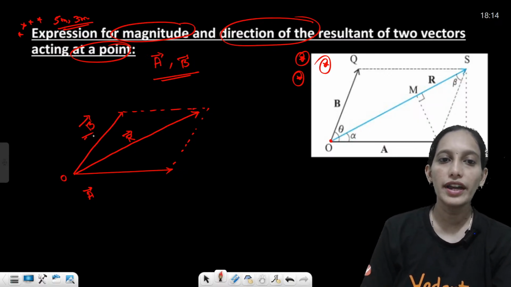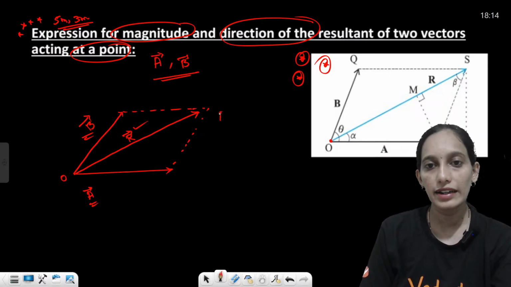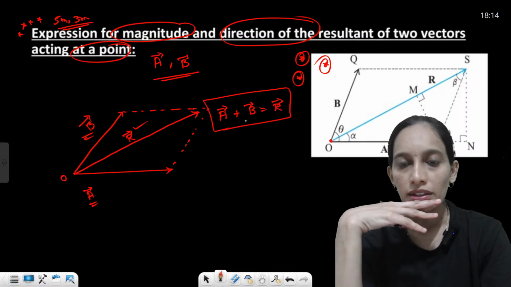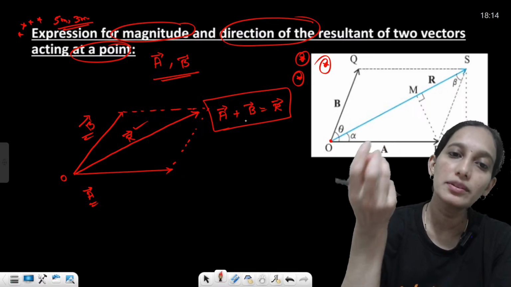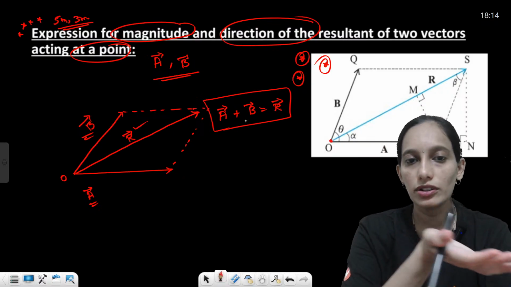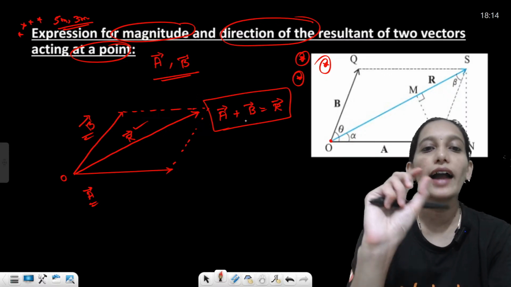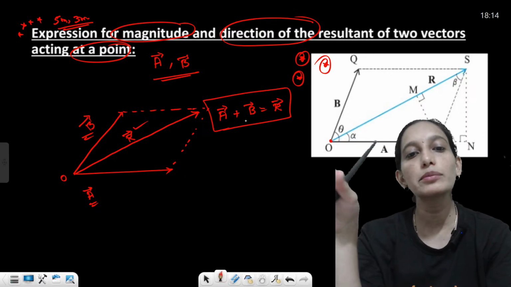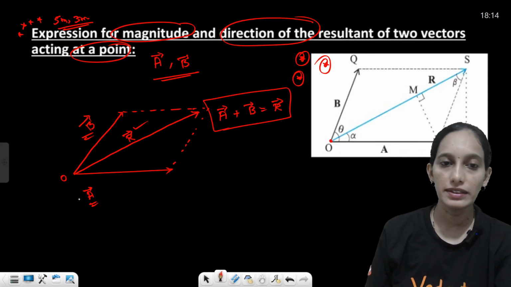So if I do A vector plus B vector, I get this R vector, which is the diagonal. A vector plus B vector is equal to R vector. But this is in terms of the graphical method. I have to measure to know the magnitude of it. Every time sticking with this graphical method to get the actual magnitude of the resultant or to find the direction is not so easy or helpful. So we have a different method.